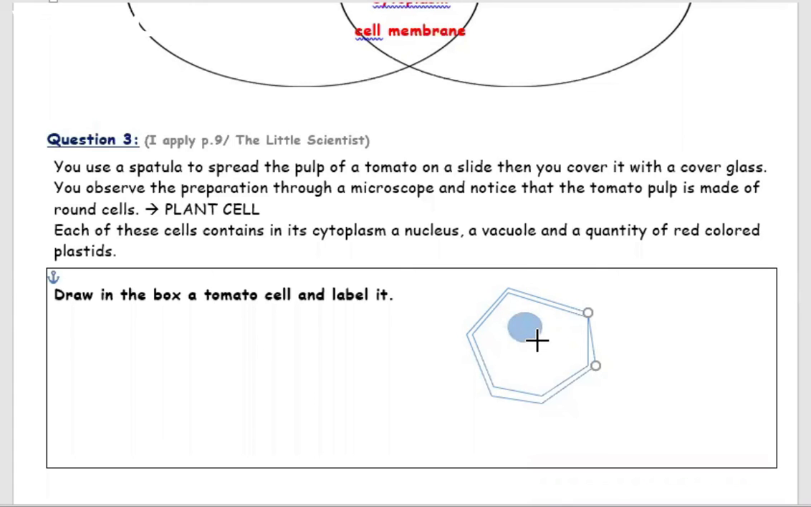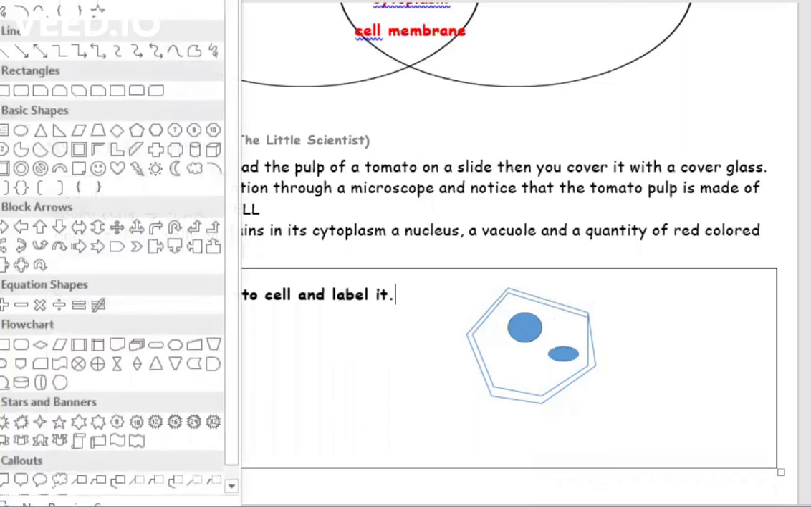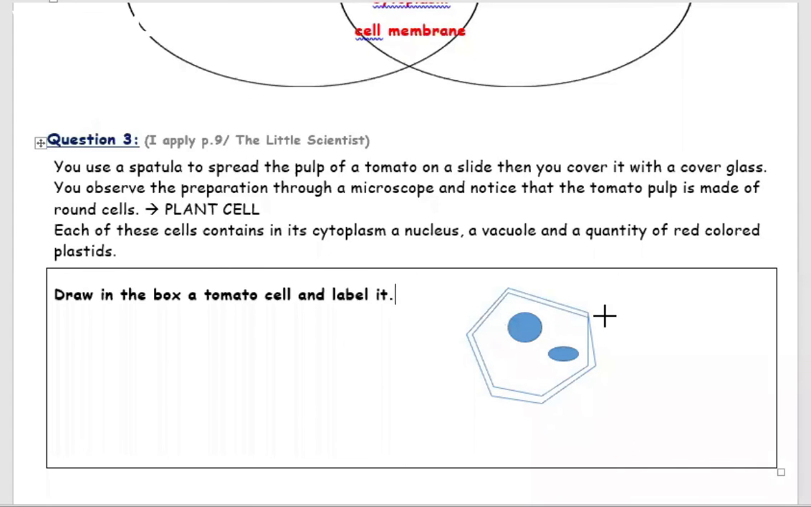We have a nucleus. And then we have the small plastids. And we must add a large vacuole.